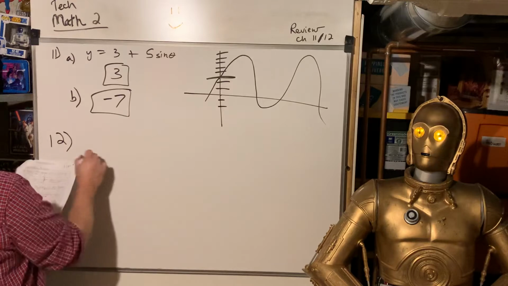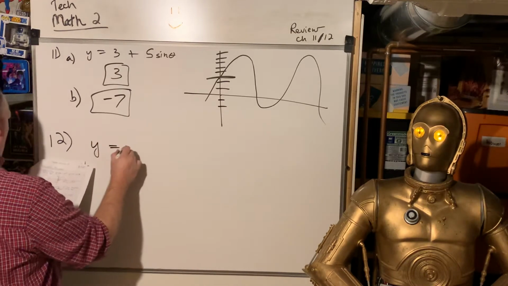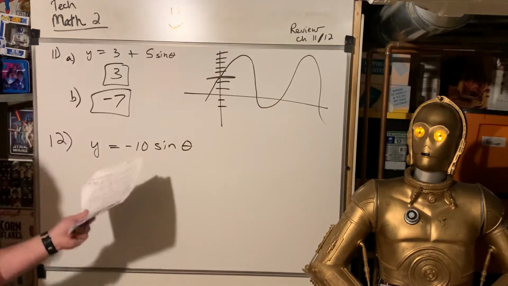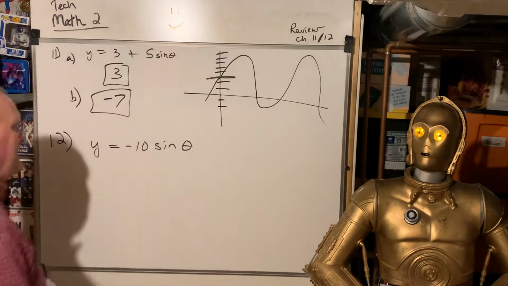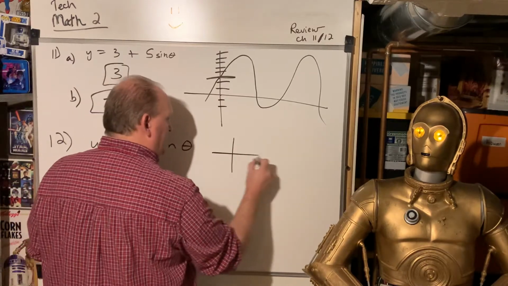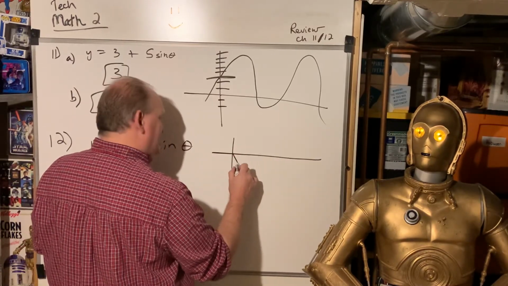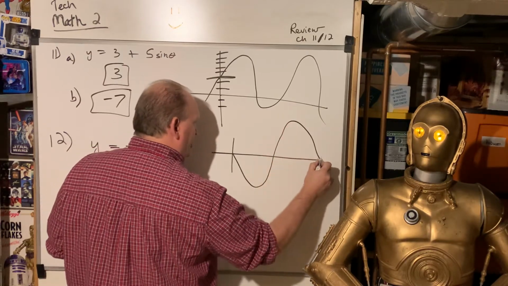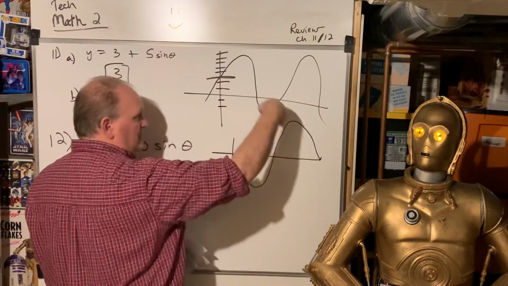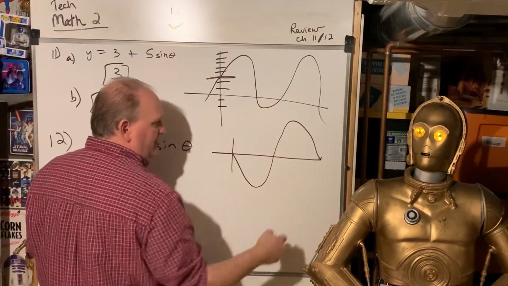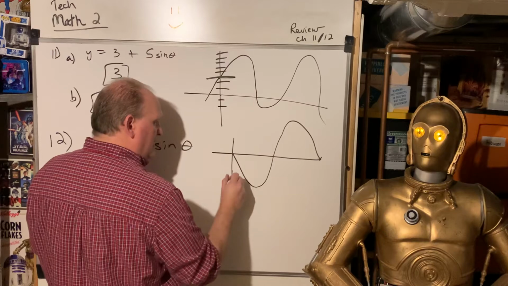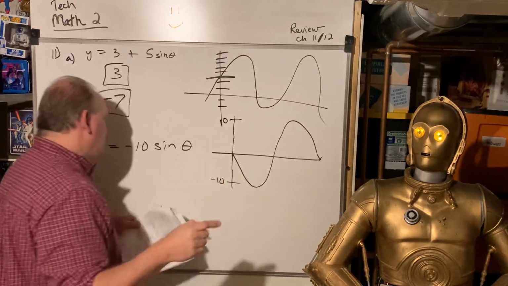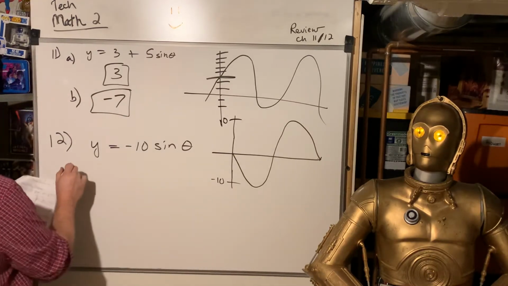12 is a little trickier because 12, they say, okay, which one of these is the same as -10 sine theta? So what the negative does on the sine is it makes it open downward instead of upward. It's still a sine wave, it's just instead of starting up and going down like a normal sine wave, it starts down and then goes up. So it's reflected over the x-axis. It goes down as low as -10, up as high as +10. And now they ask, okay, what are all the rest of these?